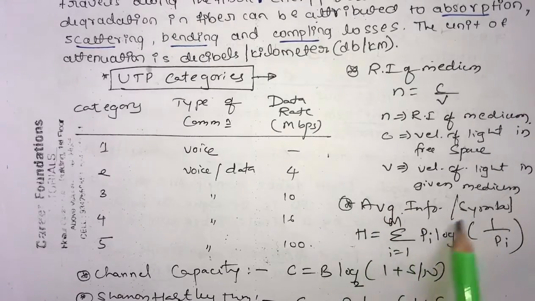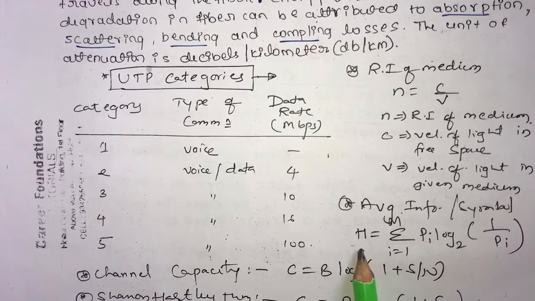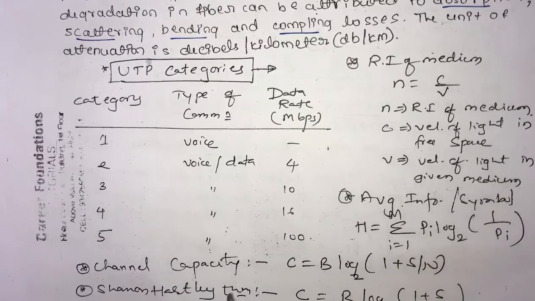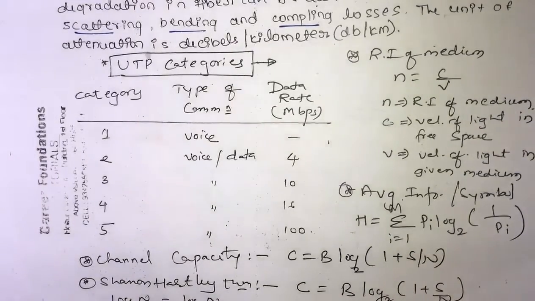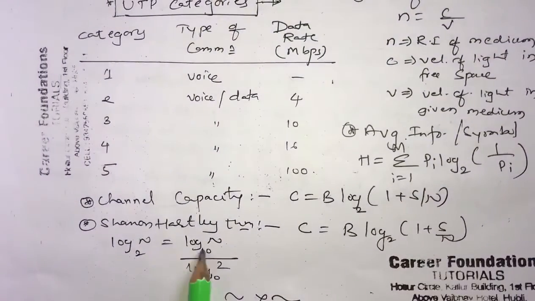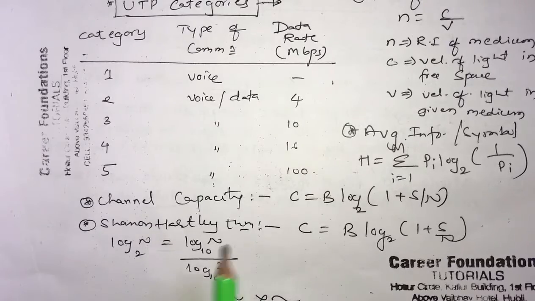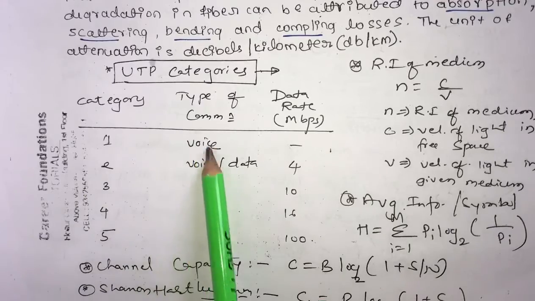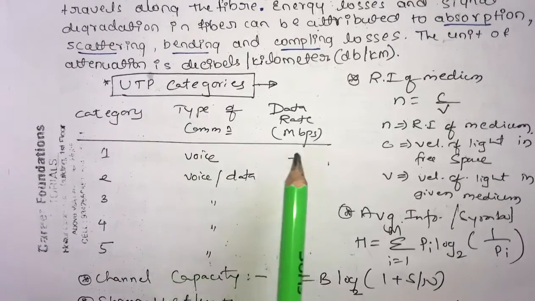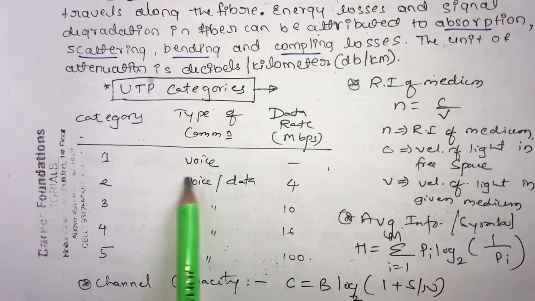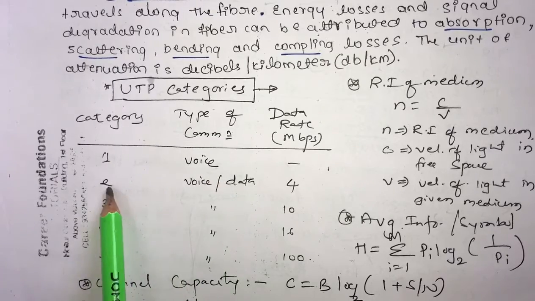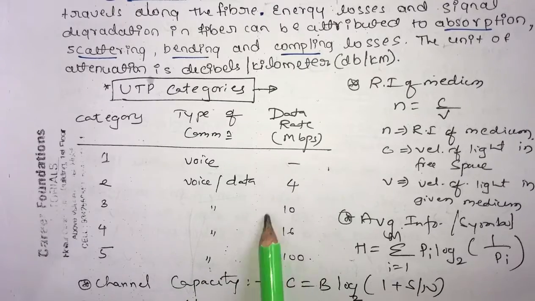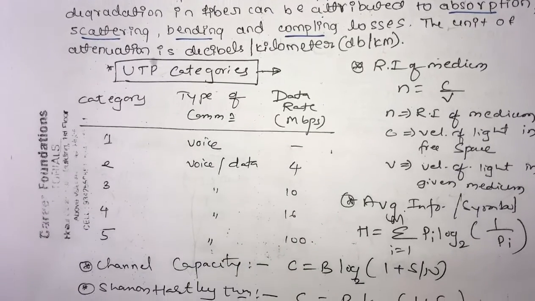And the average information, this is the information theory formula: H equals summation over i equals 1 to M of Pi log of 1 by Pi, and the channel capacity is denoted by this formula, and the Shannon-Hartley theorem is given by this formula. And this is regarding UTP categories 1, 2, 3, 4, 5, and we have the types of communication: voice or data. The first, category 1, is voice, and categories 2, 3, 4, 5 are voice as well as data, and this is the data rate in Mbps, megabits per second.